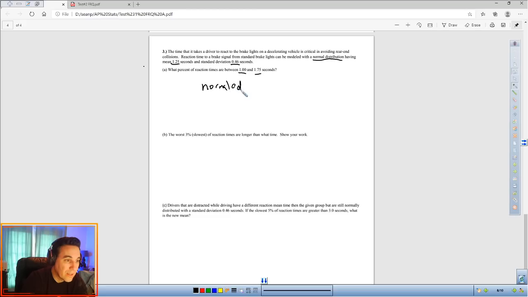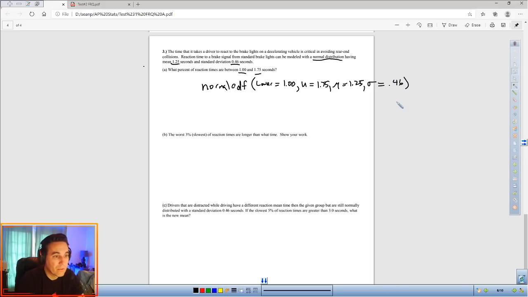Normal CDF, you're allowed to use the command, and then I would put lower 1, upper 1.75, mean was 1.25, and standard deviation 0.46. That's exactly what I would write on my test. It would look a little nicer than that because I'm writing with my normal paper. 1 to 1.75, 1.25, and 0.46. 0.568.